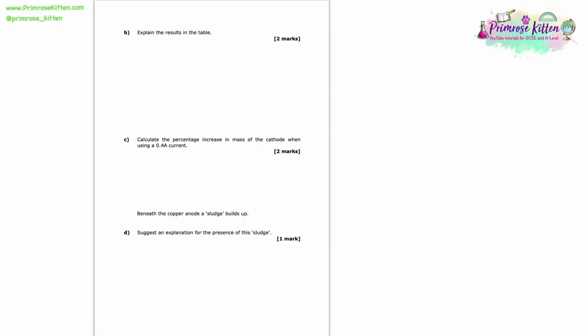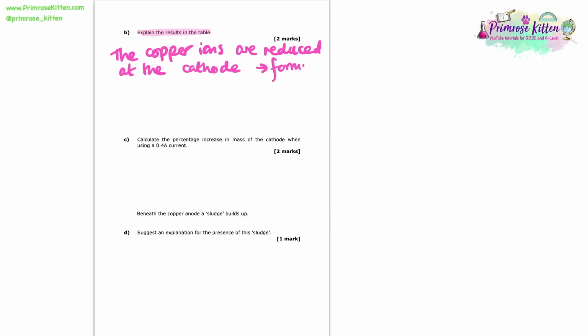So now we're asked to explain the results in the table. Because this is an explain question, we need to give the chemistry behind why this happened. So first, let's have a think about that cathode, where we know that the cathode ended up increasing in mass. So the copper ions end up getting reduced at the cathode. And when they get reduced, they gain electrons and form copper atoms. And by forming copper atoms, that is what's going to cause that increase in mass, because we have made atoms.